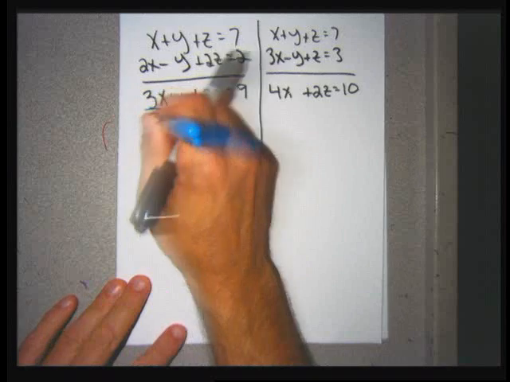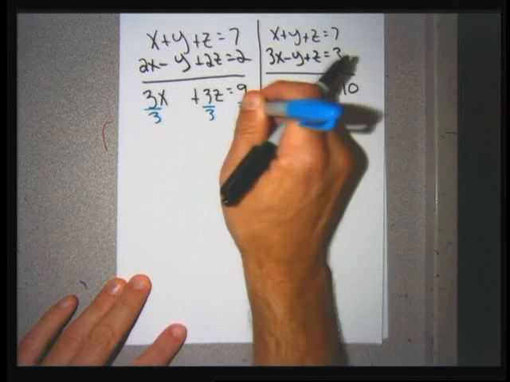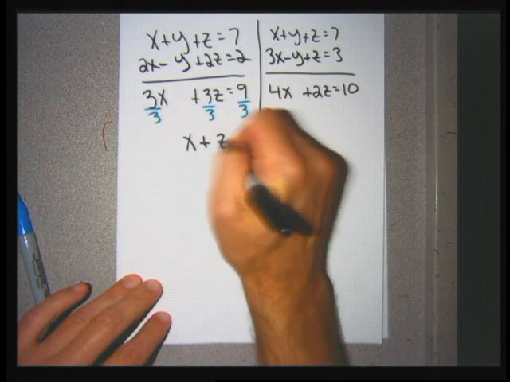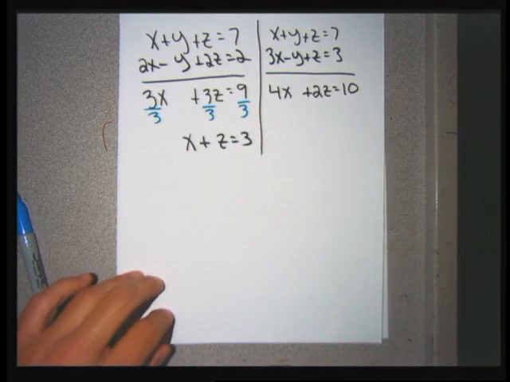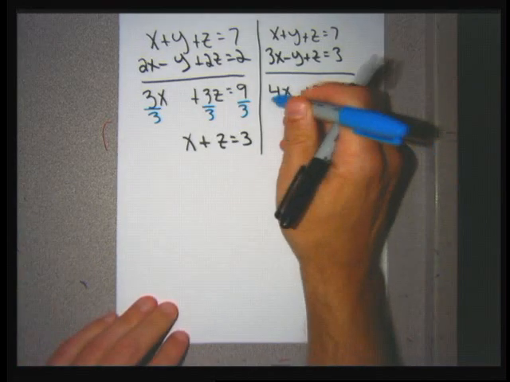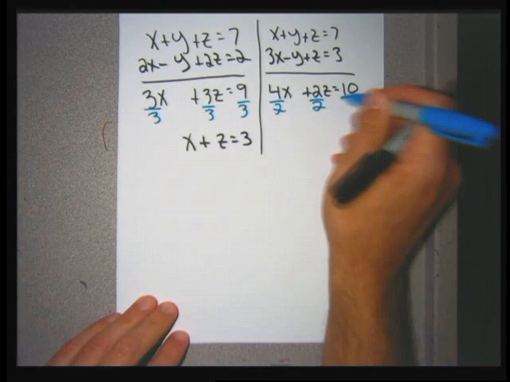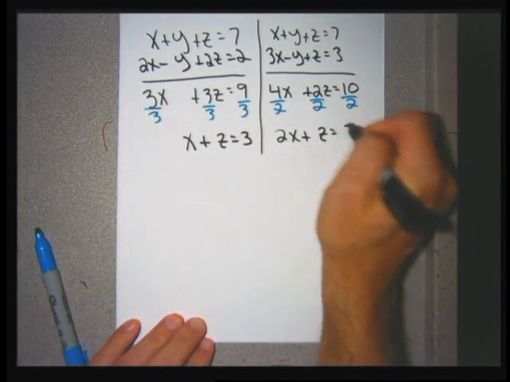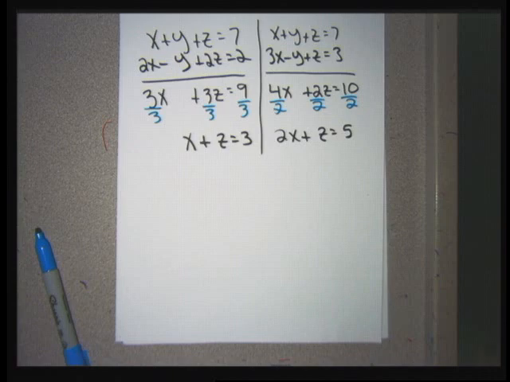In this equation, everything is divisible by 3. So before I stack these on top of each other, I could divide through by 3 and get x plus z equal to 3. Similarly, these are all divisible by 2, and before I stack these, I can go 2x plus z equal to 5. Doing that division is going to make the stacking, or the elimination method next, a lot easier. And that's going to be the case for any of the problems. Anytime we have an equation where every number is divisible by the same number, you can divide by that.